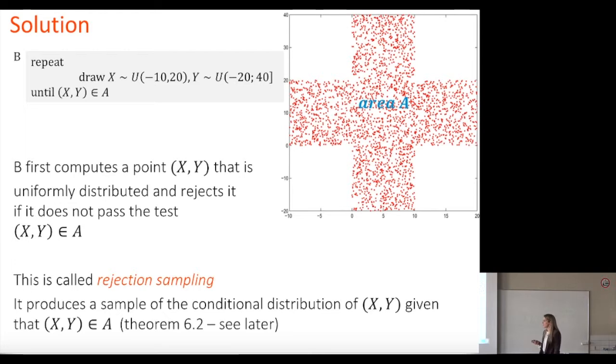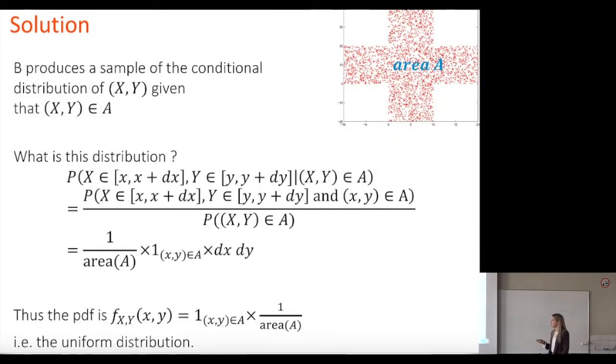Otherwise, it rejects the point and draws another point. Okay, this is the correct one, and this is called rejection sampling, as we will see. And this is the second method for drawing a sample from a distribution. So this algorithm B produces a sample of the conditional distribution of x, y, given that x, y belongs in the area A. Okay, we will see this later in the theory. Let's see now the distribution that algorithm B gives.